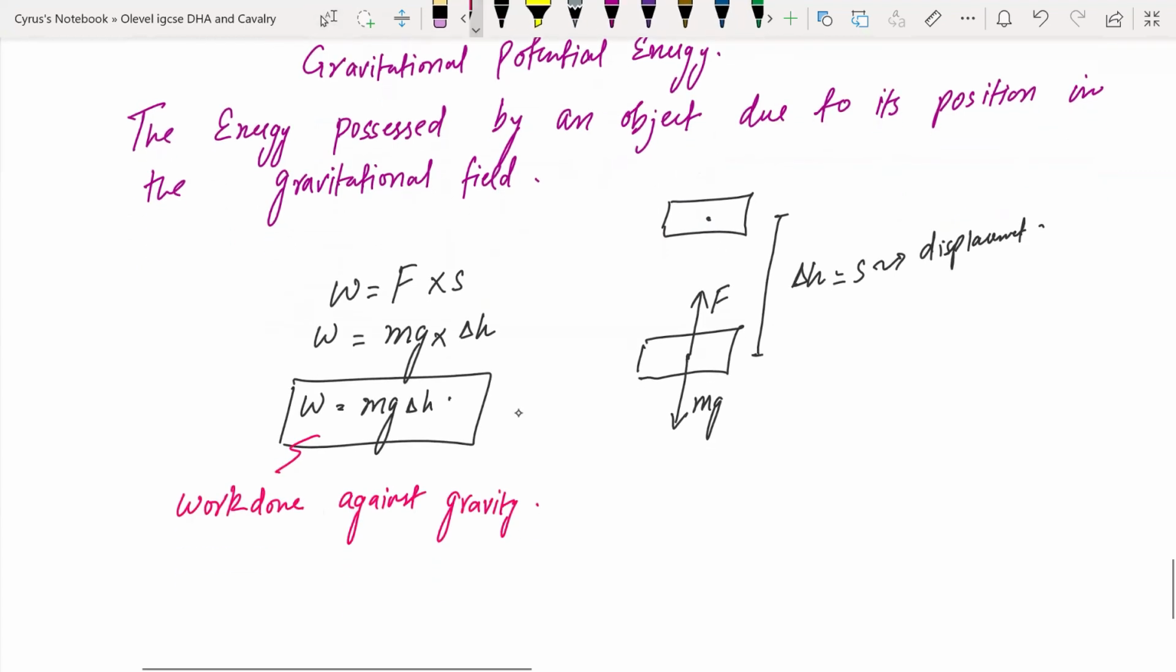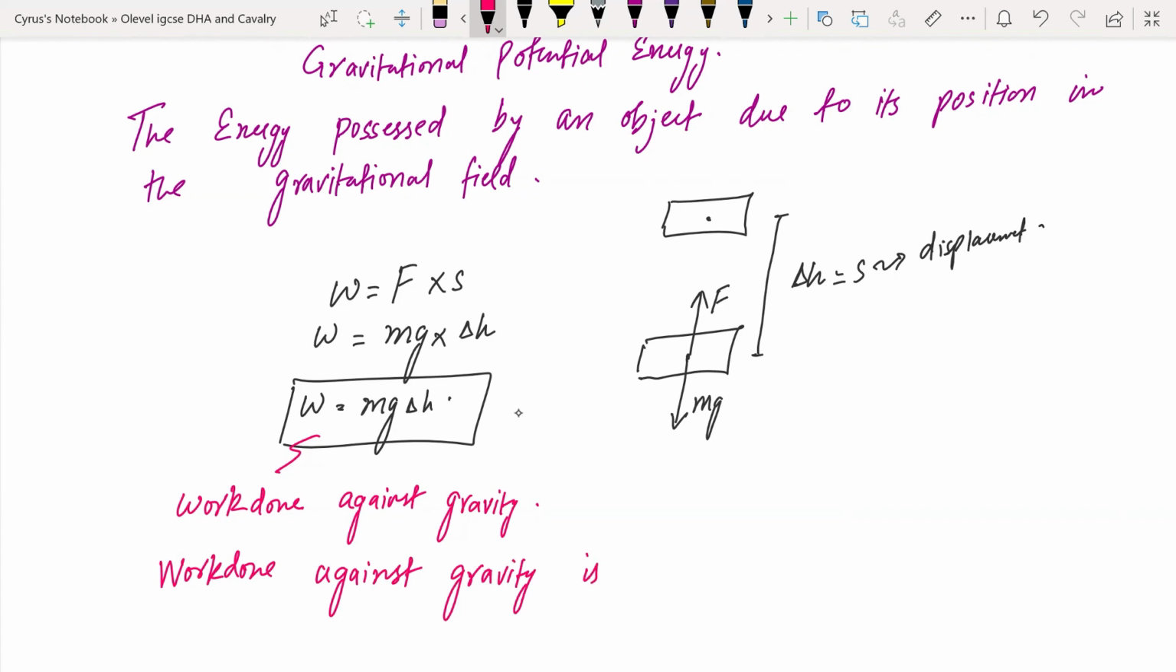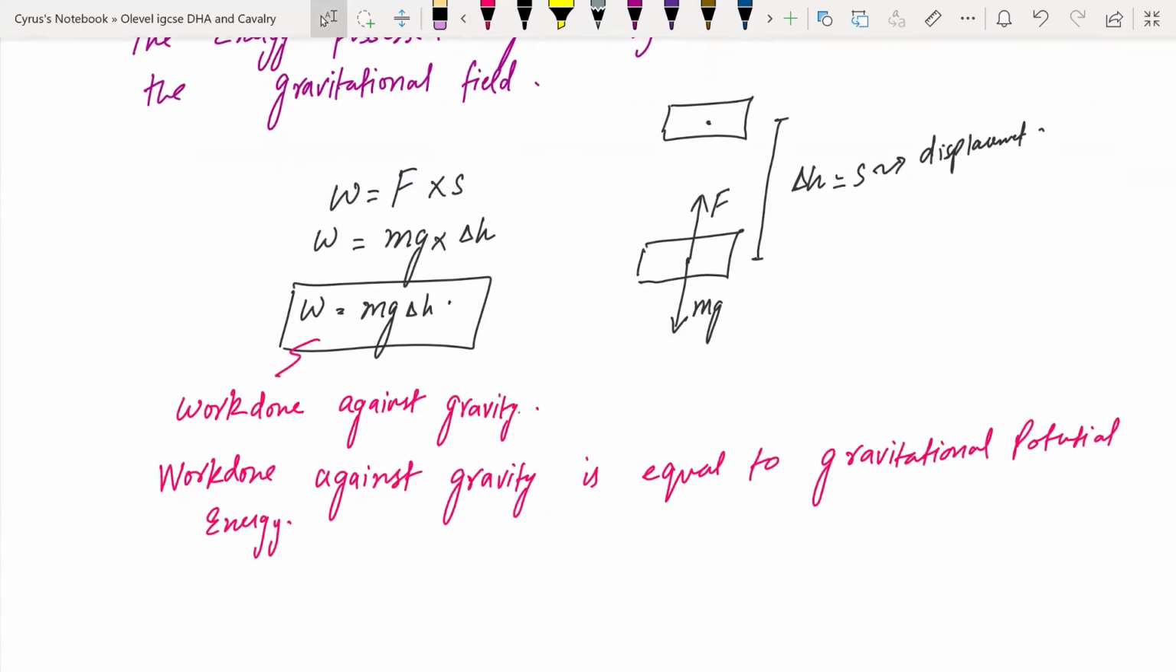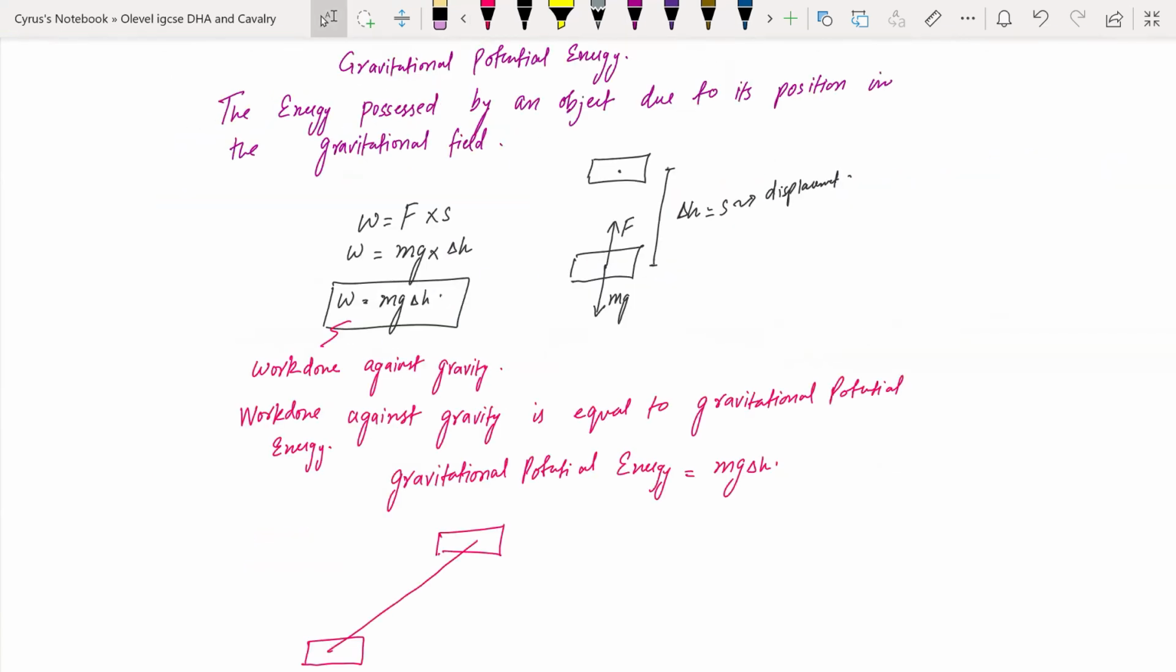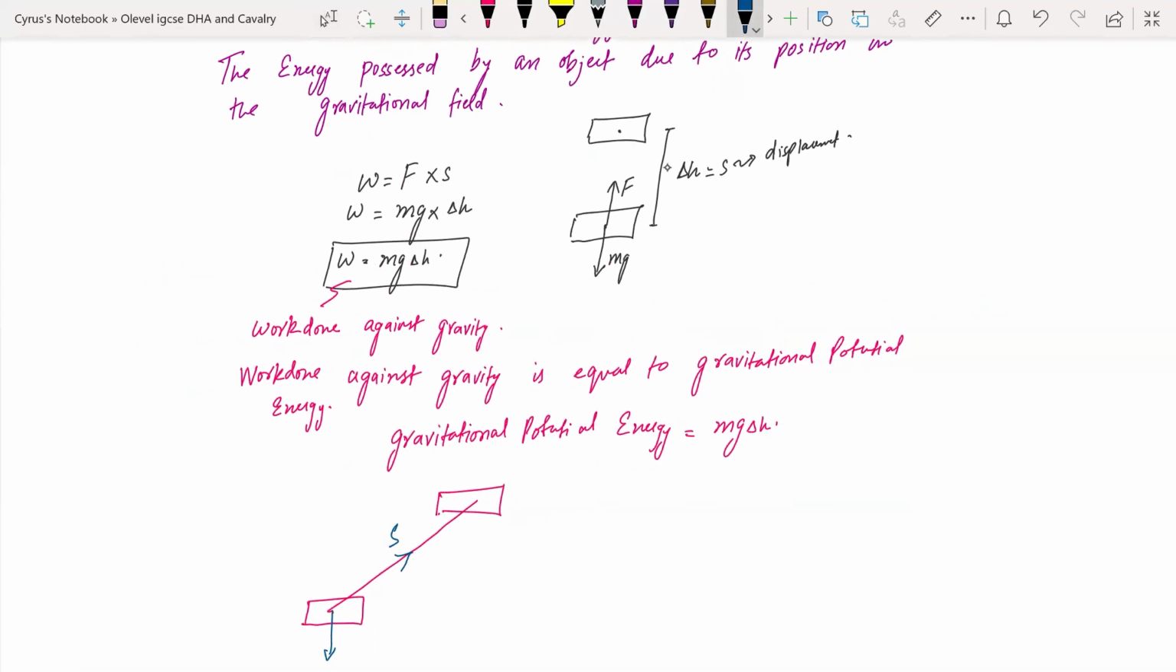So work done against gravity is equal to gravitational potential energy. Subsequently, you should know that gravitational potential energy is mgh. Gravitational potential energy is mg delta H. I have here an object and we move this object. आप इस ऑब्जेक्ट को यहां से यहां मूव करते हैं, इसकी डिस्प्लेसमेंट है s, ठीक है, और इसका वेट एक्ट कर रहा है नीचे mg.